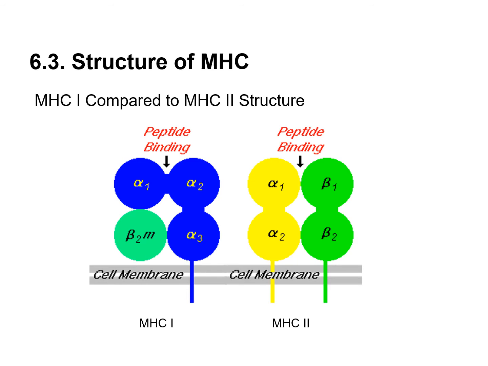So this is a comparison of the two types of MHC, 1 and 2. So again, they are embedded in the cell membrane. And they are made up of certain regions, four regions. Okay, and this is an area that serves for binding to peptides.